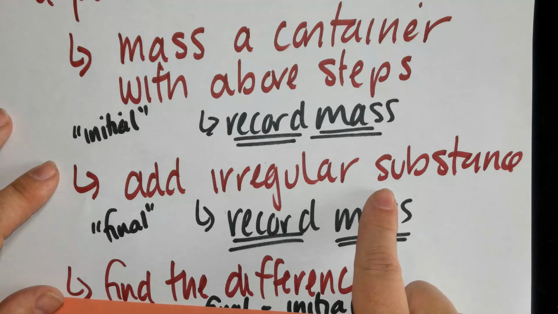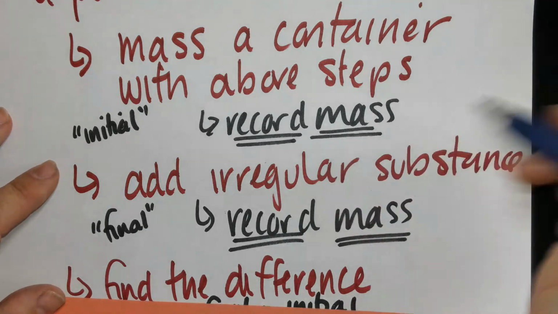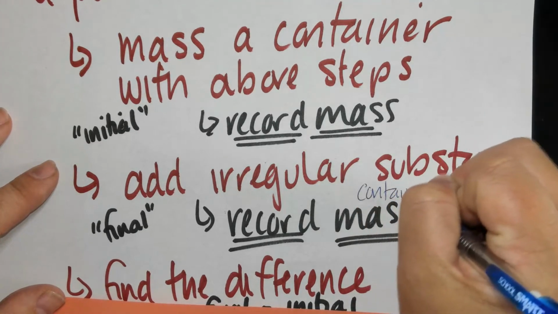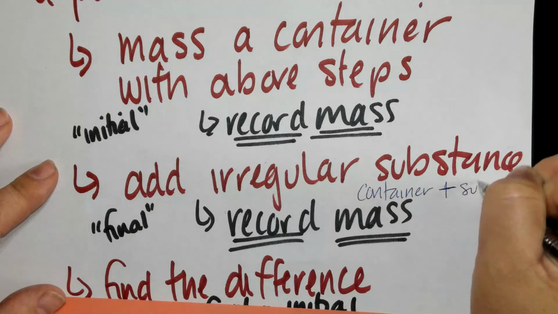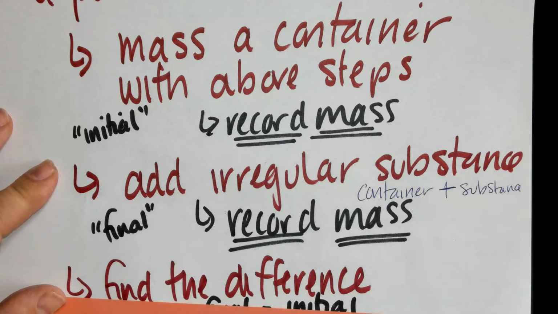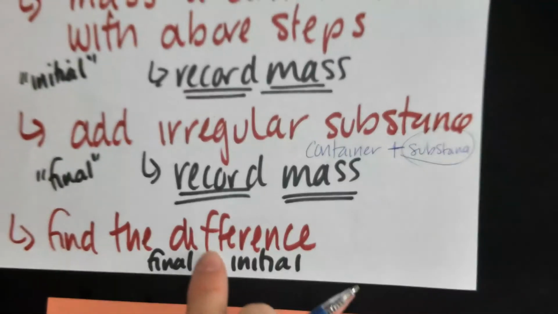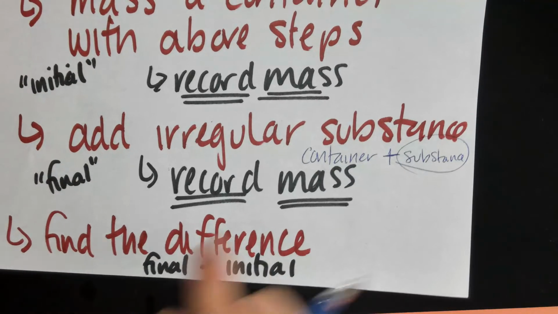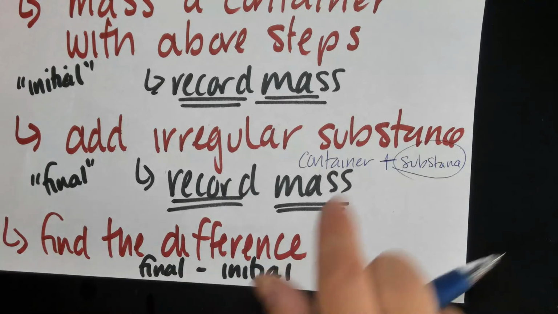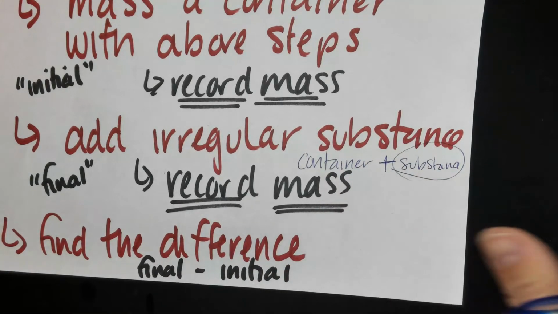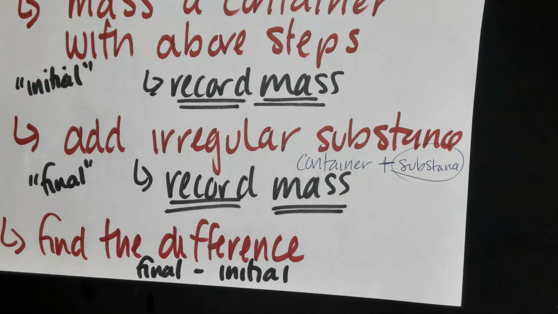Well, here we have the mass of the container plus the substance, okay? But we just want to know the mass of the substance. Up here, this is the mass of just the container, okay? Well, how do we figure out what the mass of just the substance is? The final, which is this, minus the initial. So it's the container plus the substance minus the container. That gives us just the mass of the substance. Pretty easy to do. We will do it quite a few times in this class so that we get used to it.